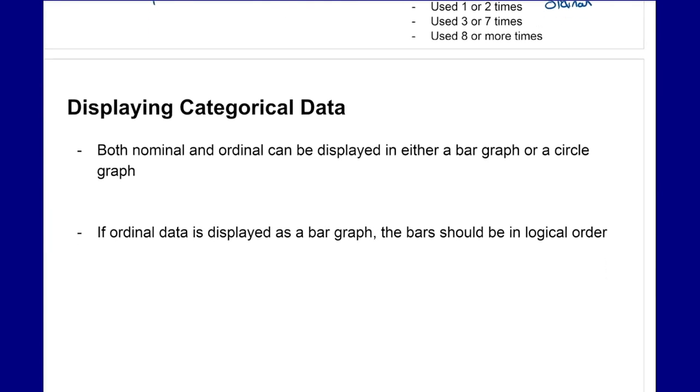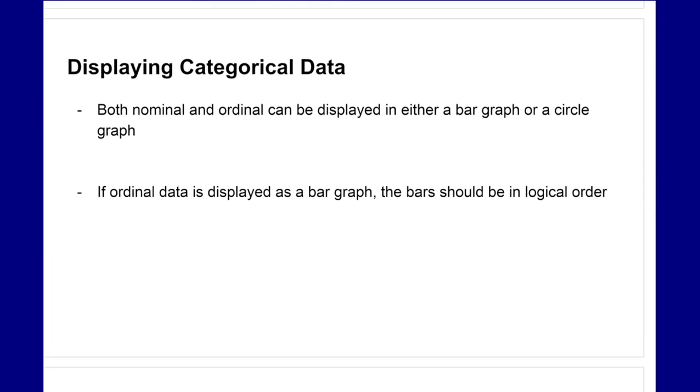Now, both nominal and ordinal data can be displayed in either a bar graph or a circle graph. So we said categorical data can be displayed in a bar or circle graph. One thing we want to keep in mind though, if ordinal data is displayed as a bar graph, the bars should be in logical order. So if I go back to those two examples that were ordinal, I want to make sure they're placed in that logical order. Maybe strongly agree being on the right side because that's where we tend to have positive, and disagree is on the left. Right? Did not use is on the left side. We usually start off low and then we get higher.